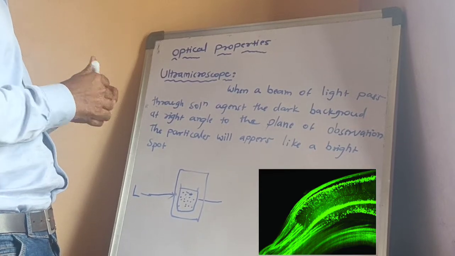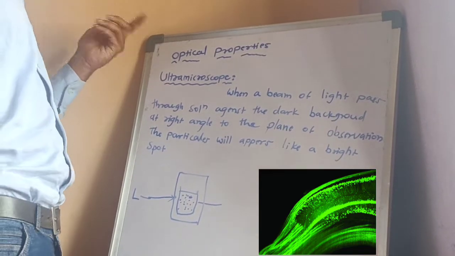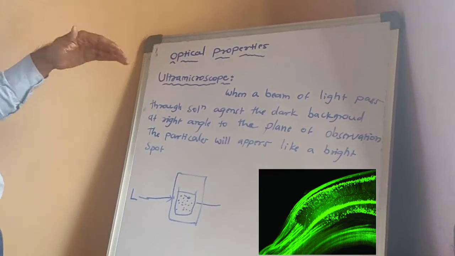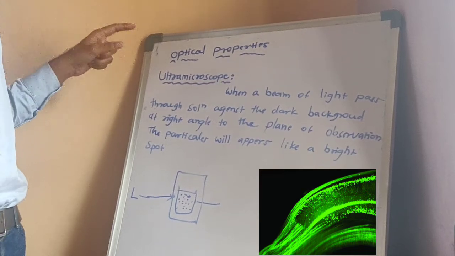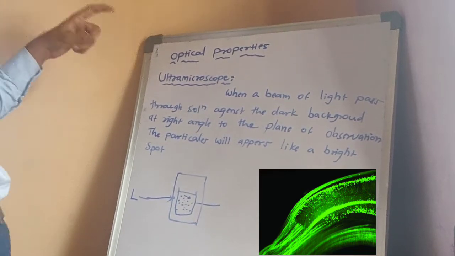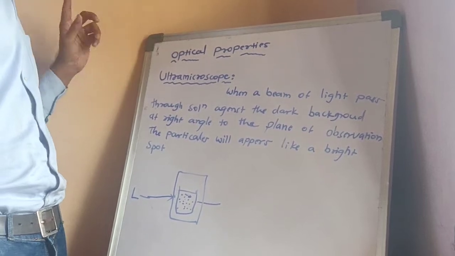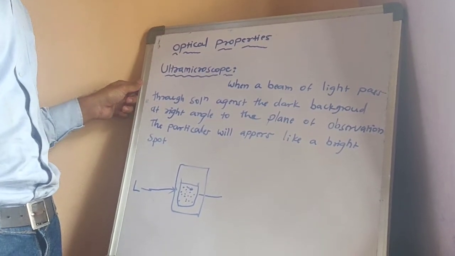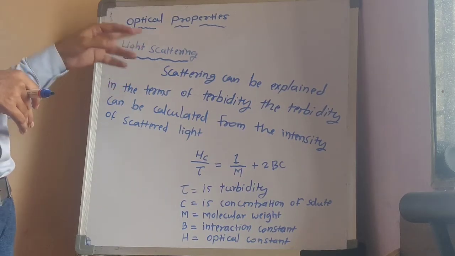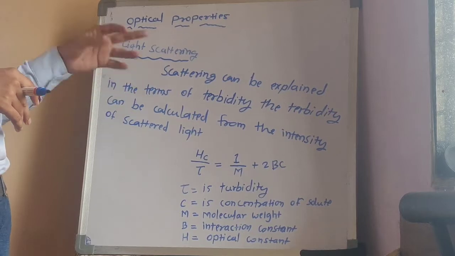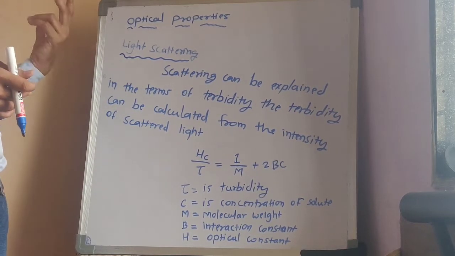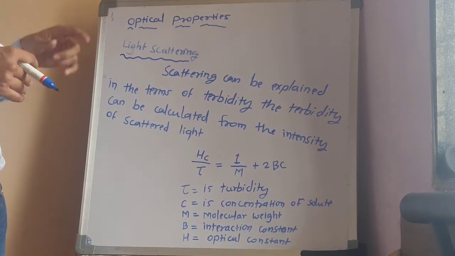The next is light scattering. With the help of light scattering, we can observe an optical property. So take the screenshot. The next point is light scattering. Scattering can be explained in terms of turbidity.